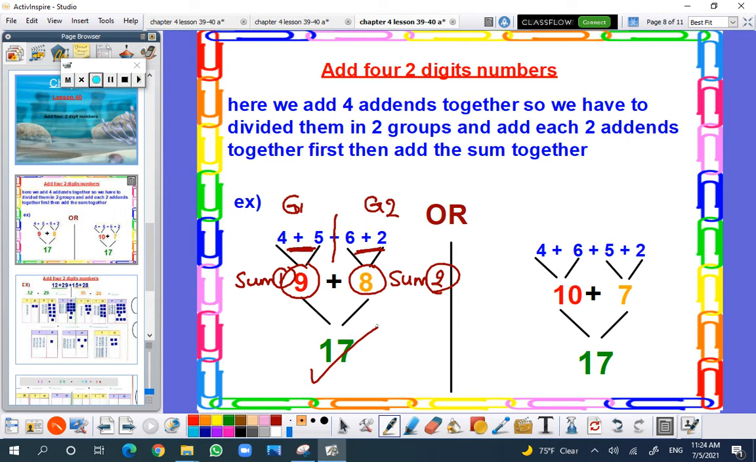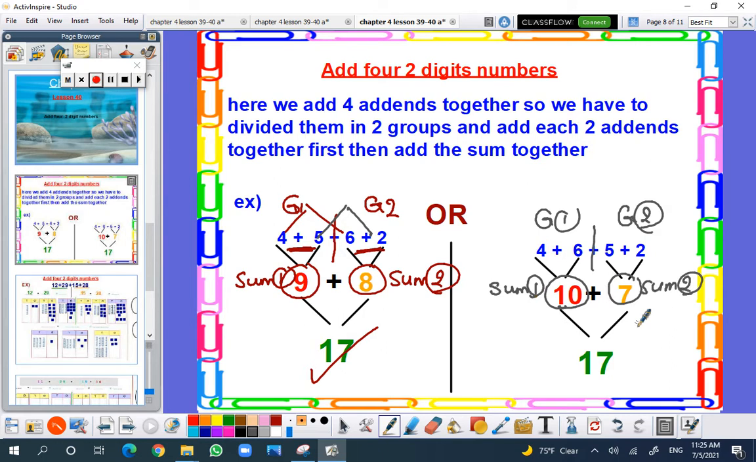Maybe I divide them differently, let's take 4 plus 6 and 5 plus 2, for example. If I take 4 plus 6, which is group number 1, and 5 plus 2, which is group number 2. The sum of group number 1, 6 plus 4 equals 10. So the sum of group number 1 is 10, and the sum of group number 2 is 7. Let's add 10 plus 7. 10 plus 7 equals what, guys? Equals 17, also the same answer.